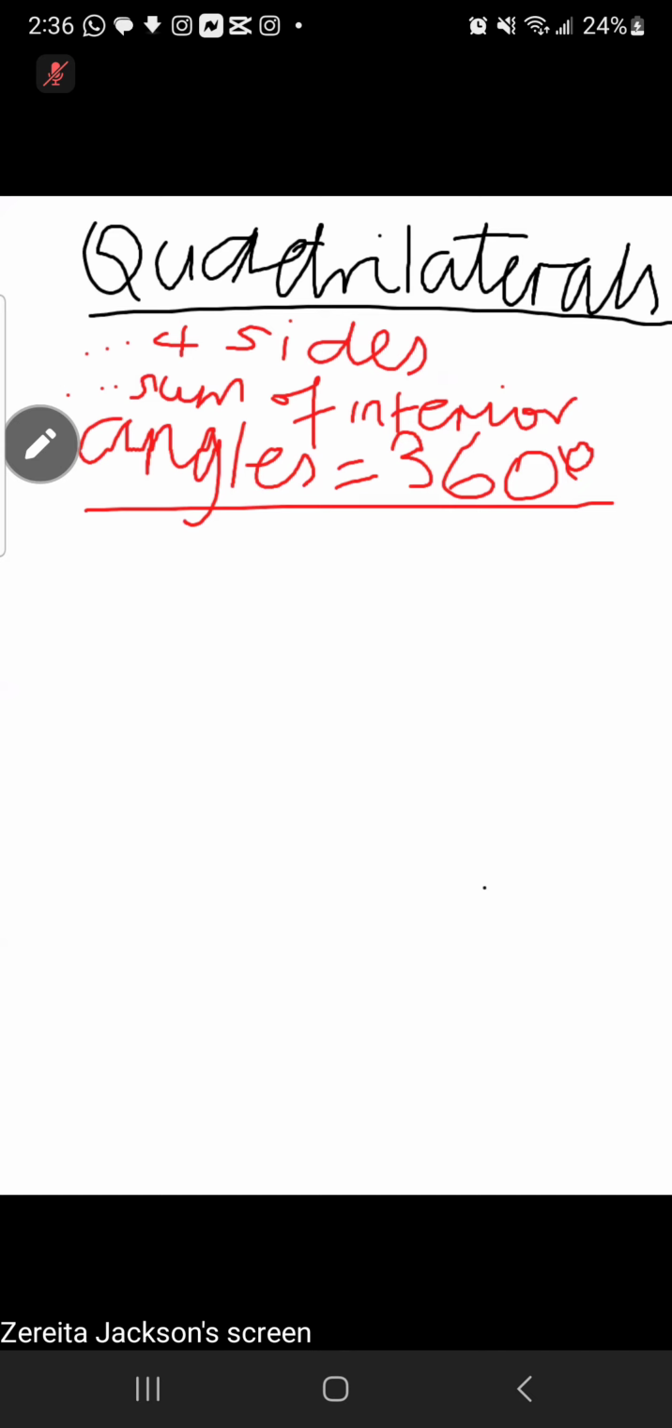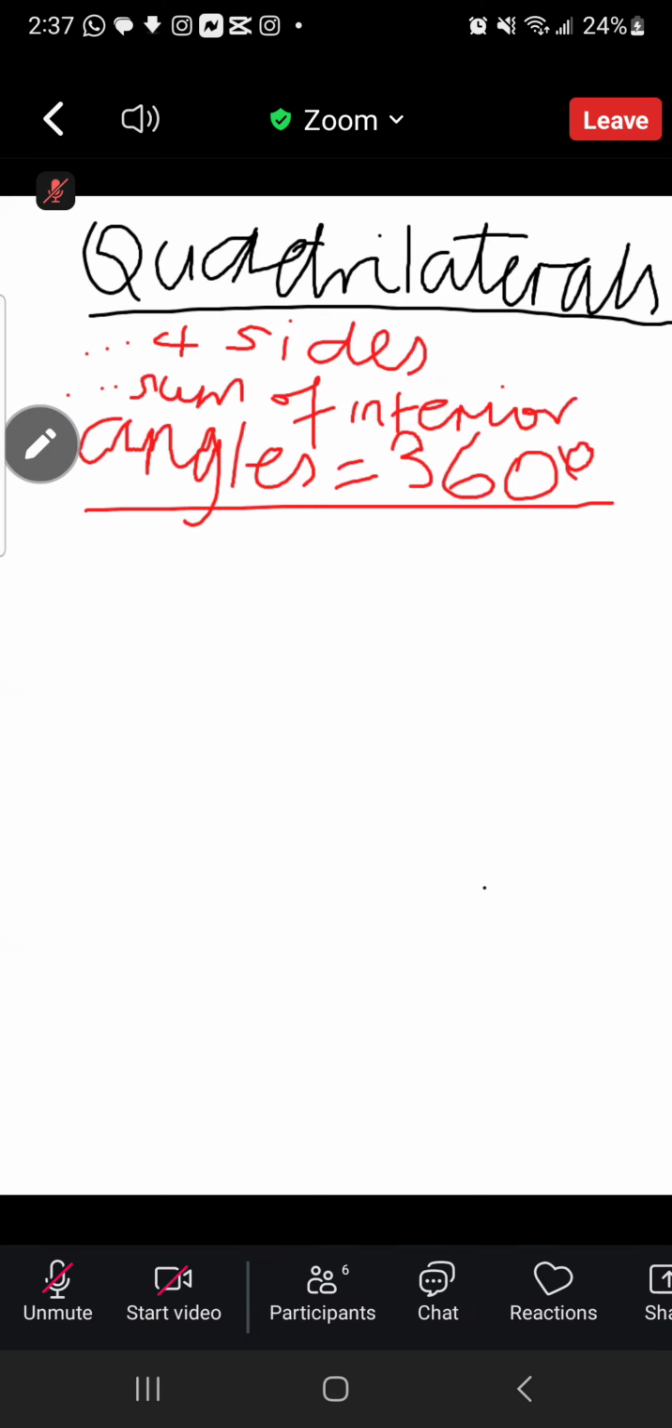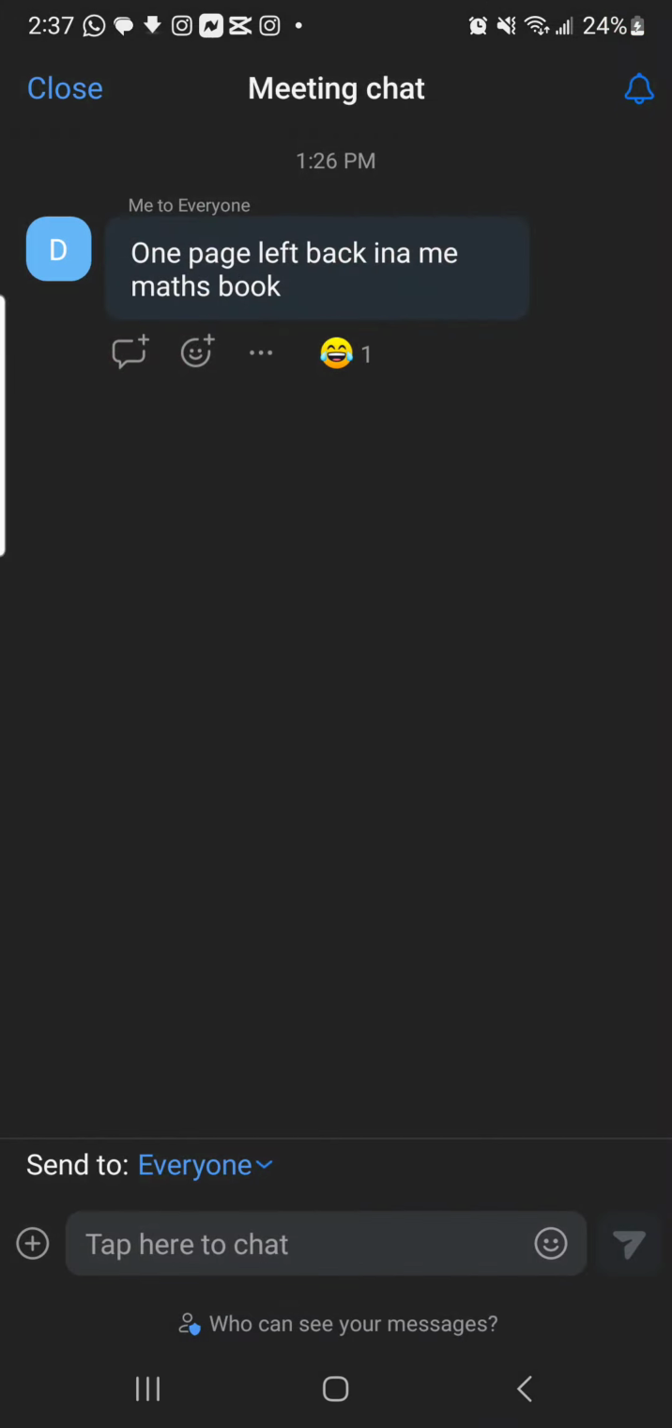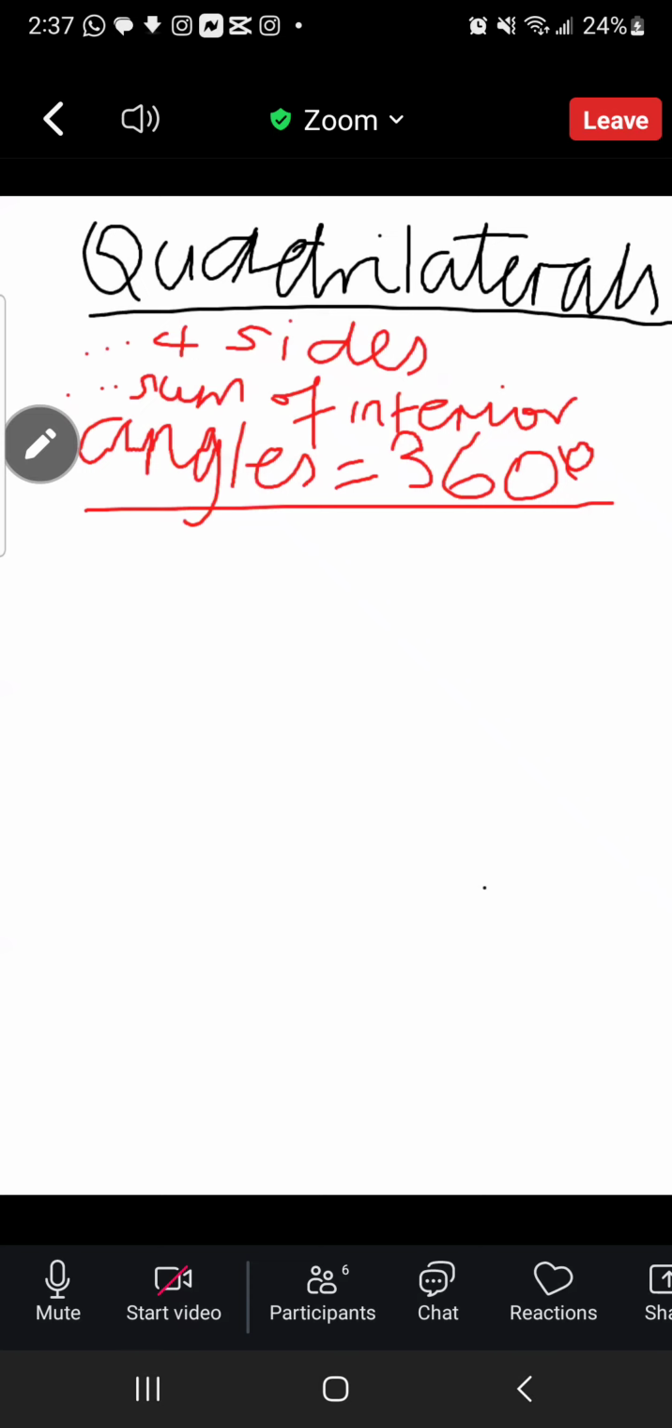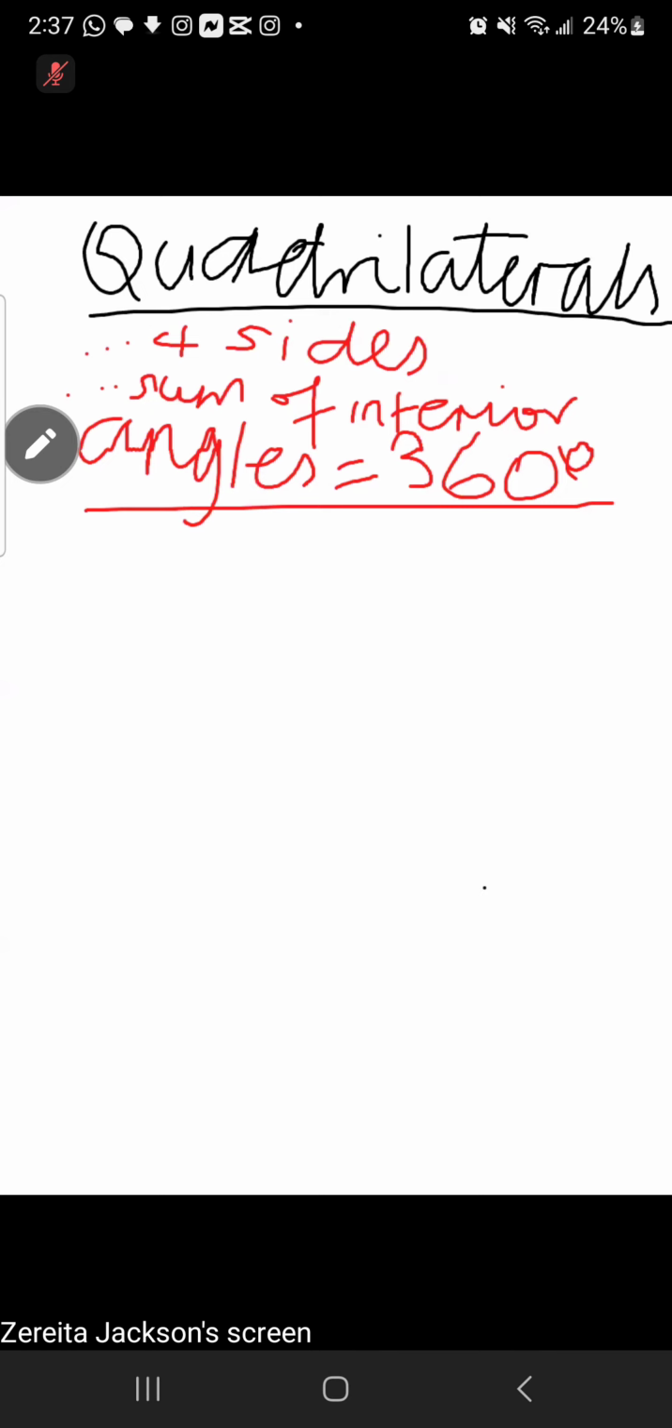So we hear kite, we hear rhombus, square, and rectangle, the most common one. One more. All right, you've done well. Let us move on. The others will come up.